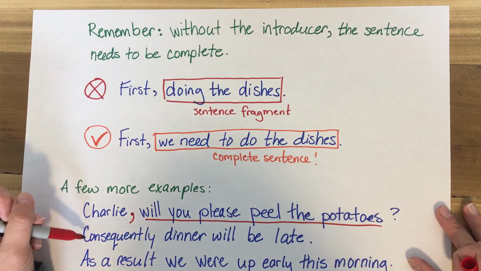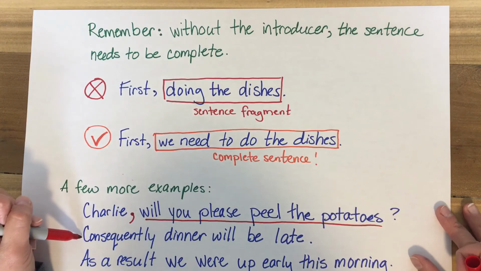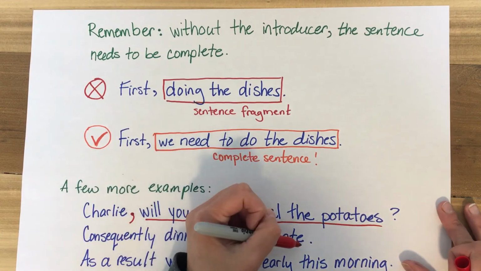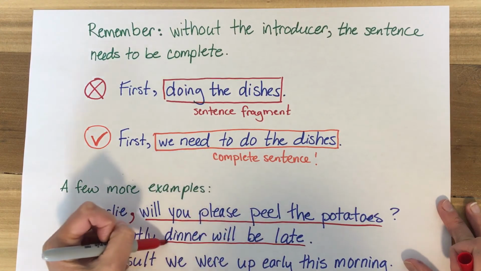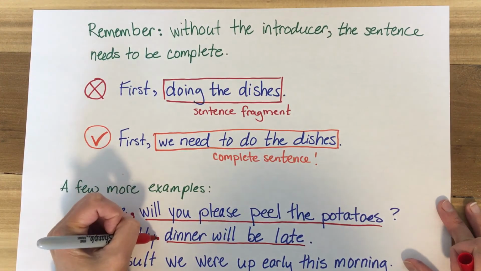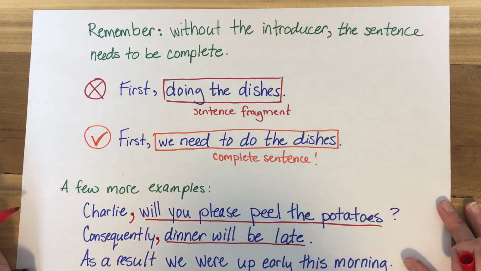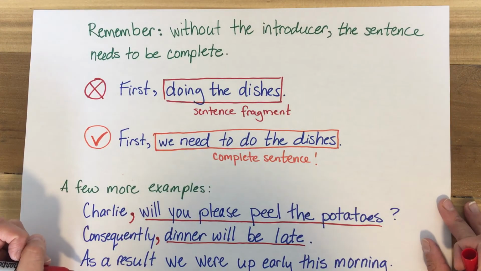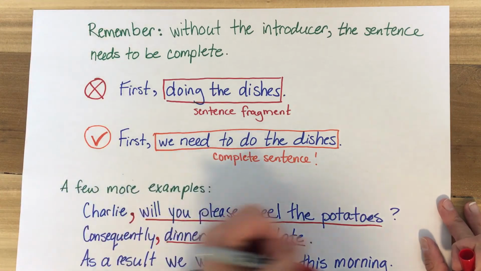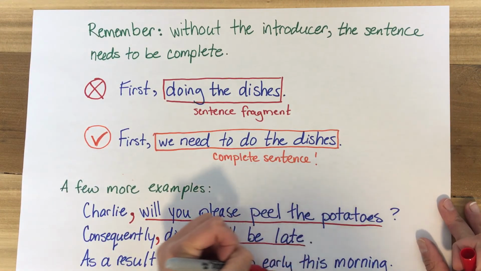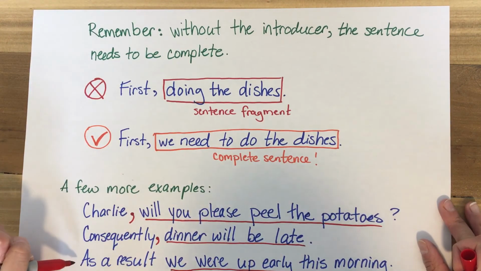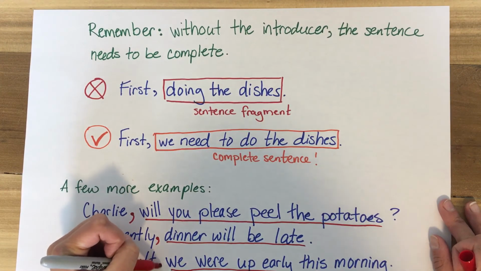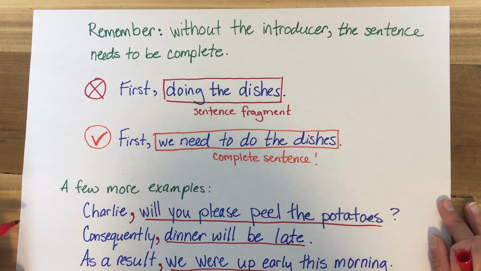Okay? This second sentence, consequently, dinner will be late. The full sentence is, dinner will be late. The introducer that I'm adding to give more information is consequently. As a result, we were up early this morning. Okay? The full sentence is, we were up early this morning. As a result is my introducer, kind of adds more information to the full sentence. And I'm going to set it off with a comma.